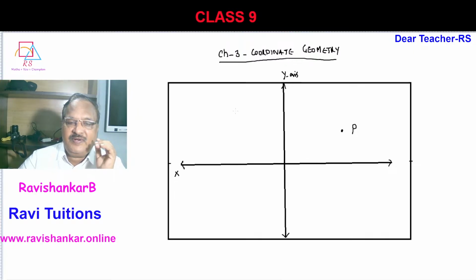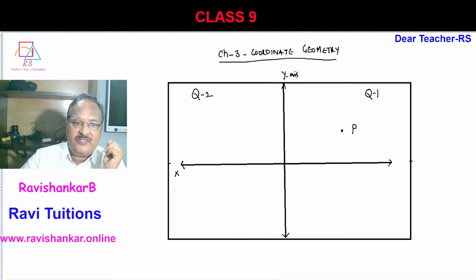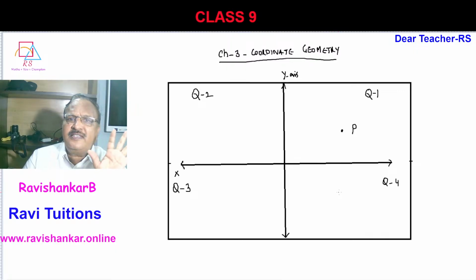The y-axis also divides the whole plane into two equal parts, and both the x and y-axis divide the whole plane into 4 parts. Each part is a quadrant: quadrant 1, quadrant 2, Q means quadrant. This is quadrant 3, and this is quadrant 4. All 4 quadrants are equal in area, because the x-axis and y-axis divide the whole plane into 4 equal parts. So Q1, Q2, Q3, Q4 are equal in area. These reference lines are nothing but number lines.